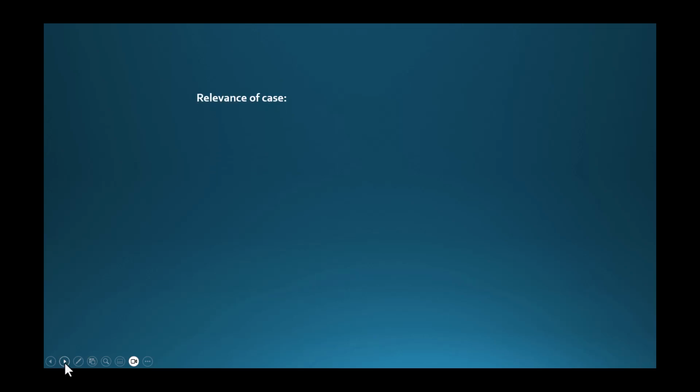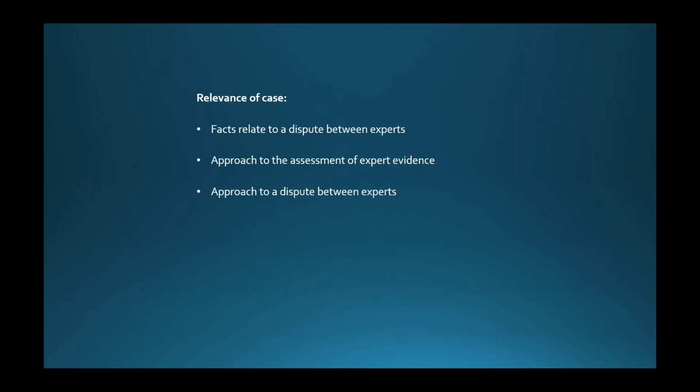So let's have a look at the relevance of the case, why it's been chosen. Firstly, the facts related to a dispute between experts. What's nice about that is it accentuates some of the key principles about dealing with expert evidence and how the courts approach that. You'll see that the approach to the assessment of expert evidence is discussed in some detail. What's nice about this case is that the real classic cases are referred to and summarized in it. So that's also very helpful.